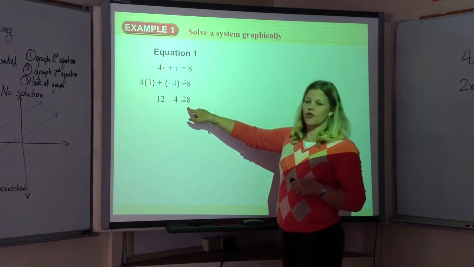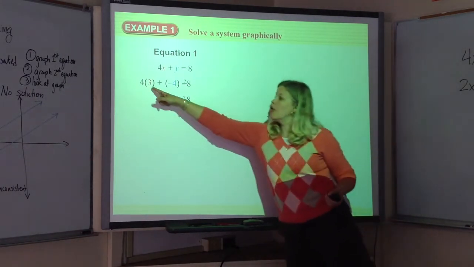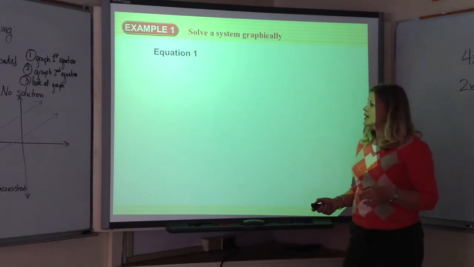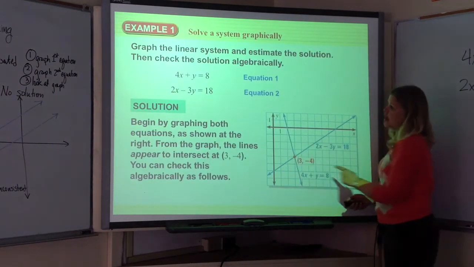So is 12 minus 4 equal to 8? It is. It's a true statement. So we know this point, 3, negative 4, is actually on that line. And I'm going to remind you, 3, negative 4 is on the line.